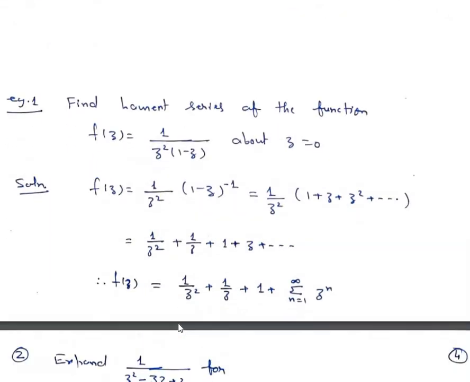Let's take a few examples. Find the Laurent series of the function f(z) = 1/(z²(1 − z)) about z = 0.